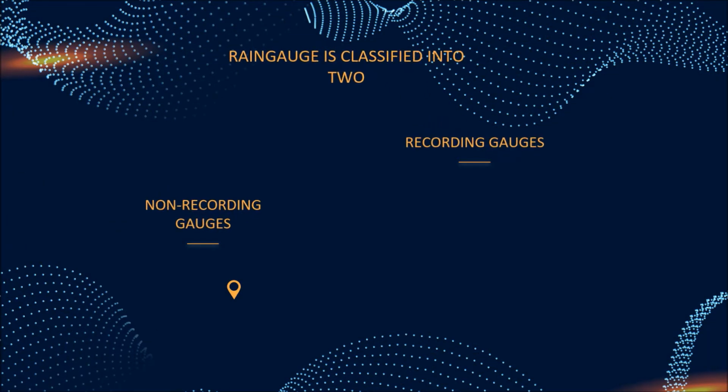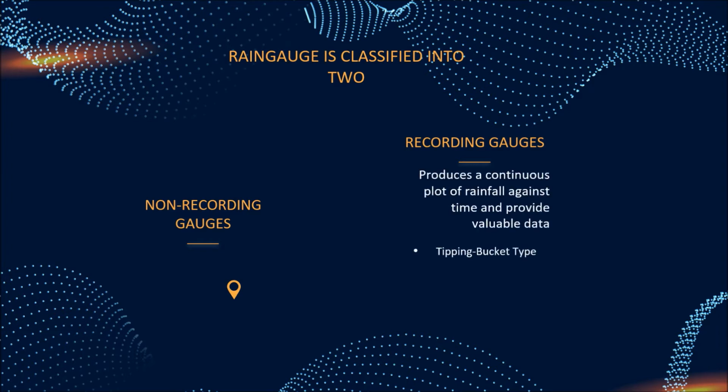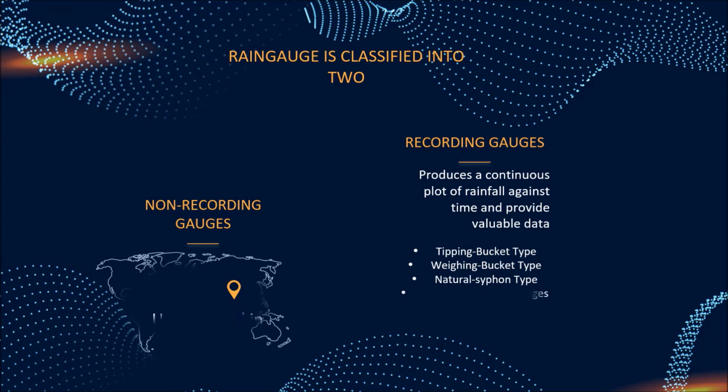Rain gauges are classified into two, the non-recording gauges and the recording gauges. Recording gauges produce a continuous plot of rainfall against time and provide valuable data. There are four commonly used types of recording gauges, which are the tipping bucket type, weighing bucket type, natural siphon type, and telemetering rain gauges. On the other hand, the non-recording gauges are usually extensively used in India.